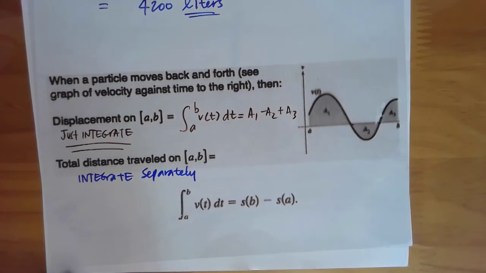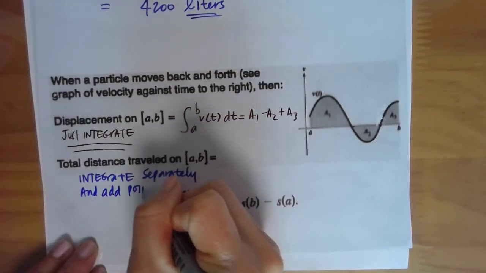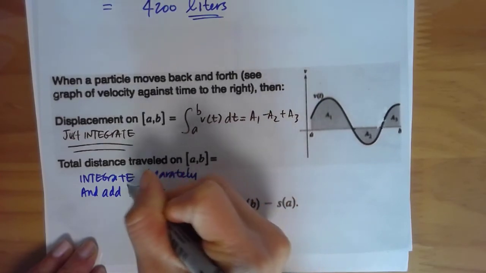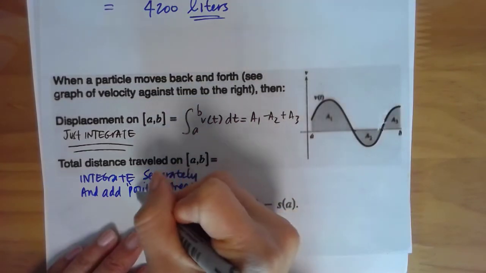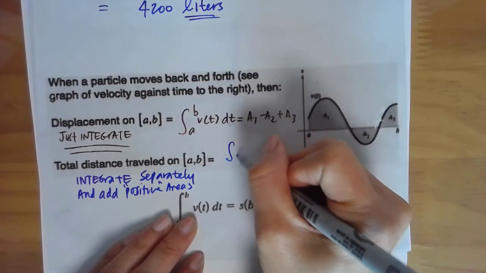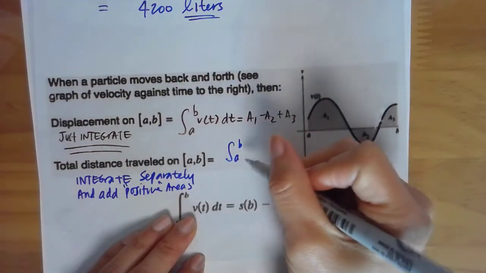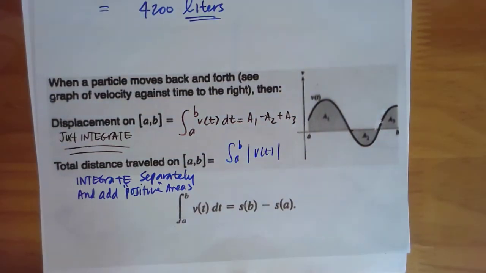Got to integrate separately and add positive areas. What do I mean by that? Sorry about the terrible handwriting here. It's this. You take the integral from A to B, and you take the absolute value, which means what?